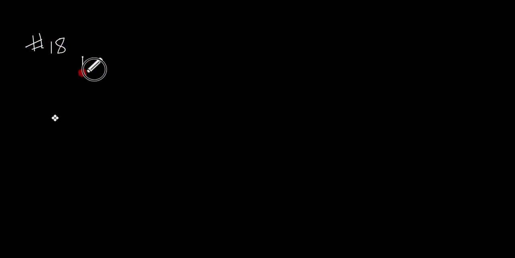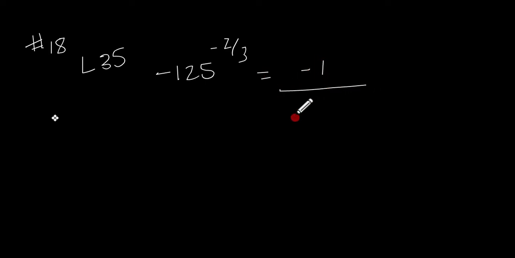Lesson 35. I said do practice C through E, but I'm just picking the one that's closest to the one on the test, which is this one, -125 to the -2/3 power. You can't raise a number to a negative power. You can leave the -1 on the top, but this exponent is negative, so we're going to move it to the denominator and make it positive. So it's going to be 125 to the 2/3.